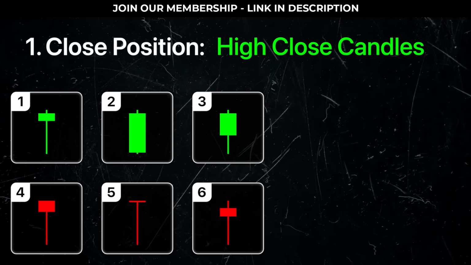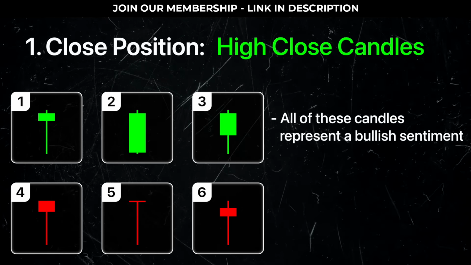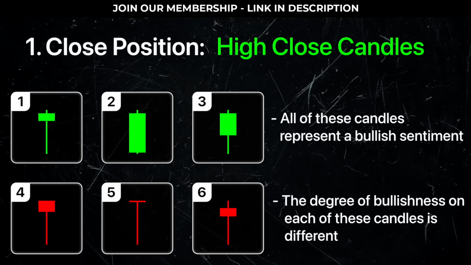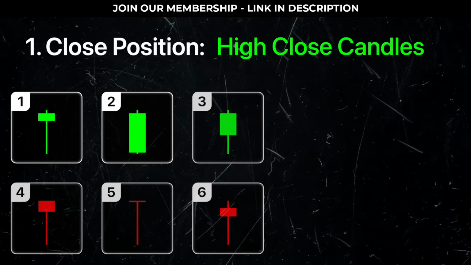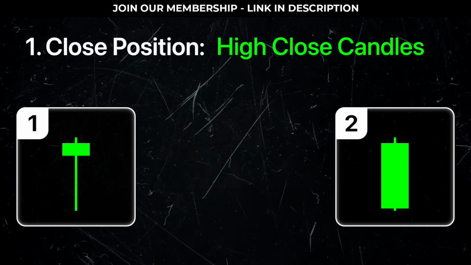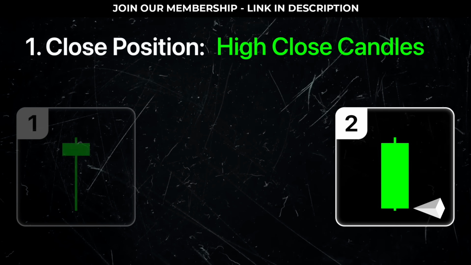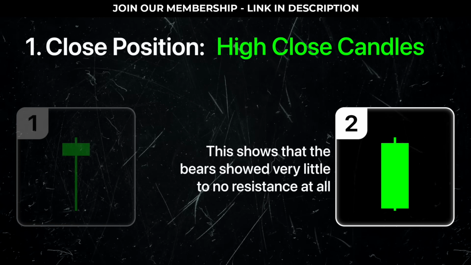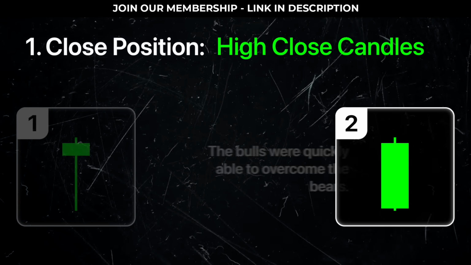Here are 6 candles that are all high close candles. All of these candles represent a bullish sentiment for the period of the candle. However, the degree of bullishness on each of these candles is different. For example, if we compare candles 1 and 2, we can see that candle 2 opened near the low of the range and closed at the high of the range. This shows that the bears showed very little to no resistance at all. The bulls were quickly able to overcome the bears.